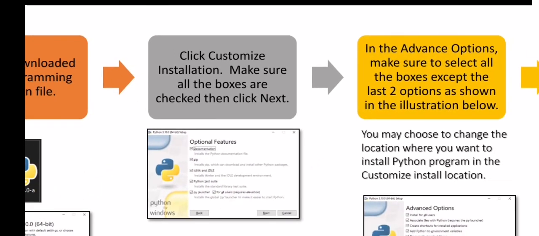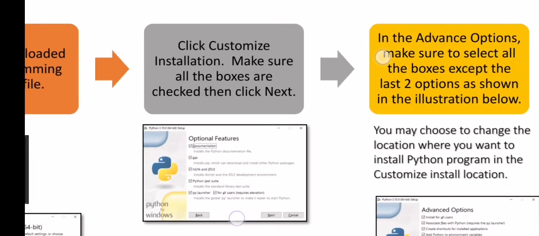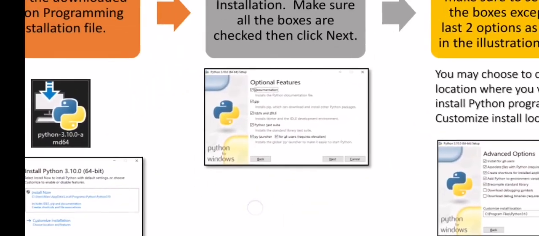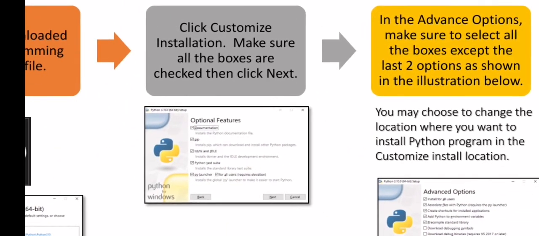The next step is to click customize installation. This will make sure that you have checked all the needed files that you will be using when you start programming in Python.